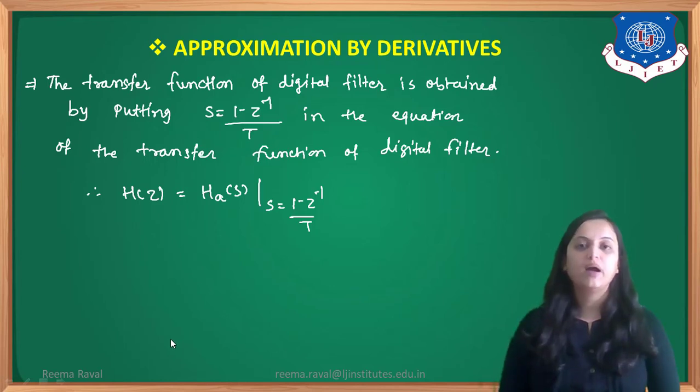The next method is approximation by derivatives. The transfer function of the digital filter is obtained in this method by putting s equals (1 minus z inverse) divided by T. In the previous case, it was 2 by Ts into (z minus 1) upon (z plus 1). Here it is (1 minus z inverse) by T, where T is the time period. In the equation, we will place this to obtain H of z. So H of z will become Ha of s, where s equals (1 minus z inverse) by T. So by simply placing this, we can obtain the digital filter function. This is the method of approximation by derivatives.